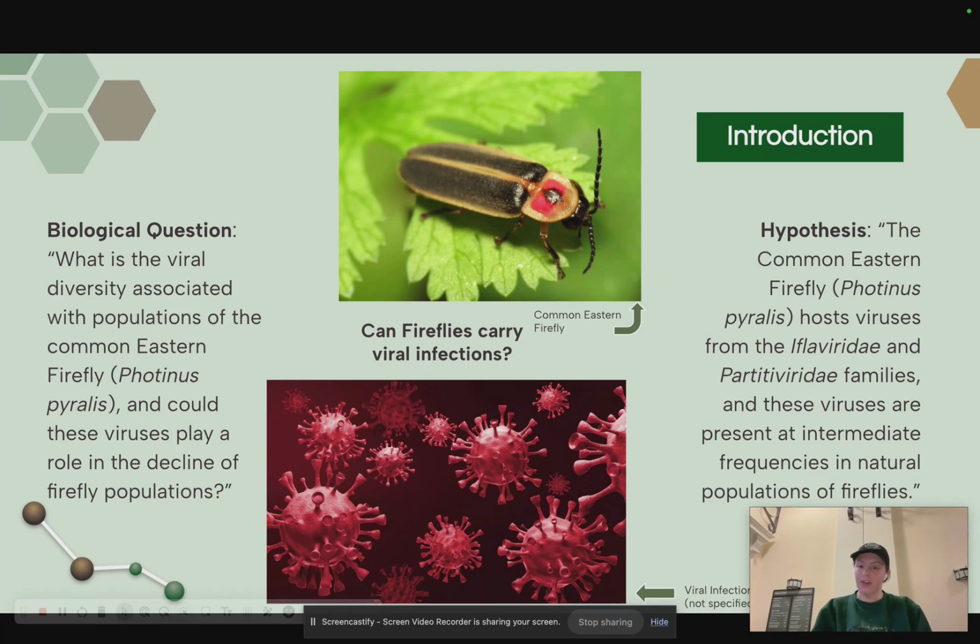And the hypothesis of these researchers in this publication is the common eastern firefly hosts viruses from the Ephoridae and Partitaviridae families, and these viruses are present at intermediate frequencies in natural populations of fireflies. That essentially is saying that these researchers, before doing their research, are thinking these fireflies can carry these two viral infections, and they are present in different populations of fireflies throughout the state.